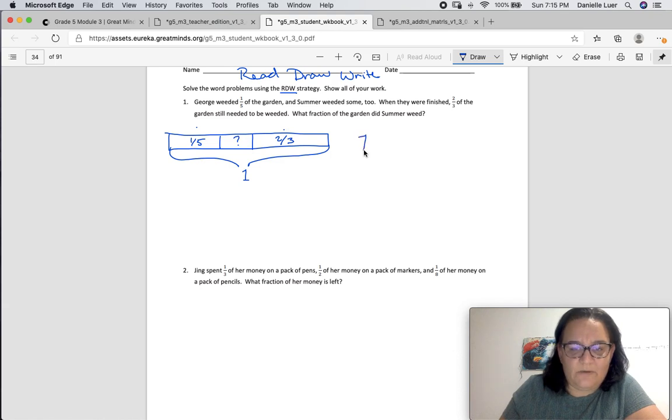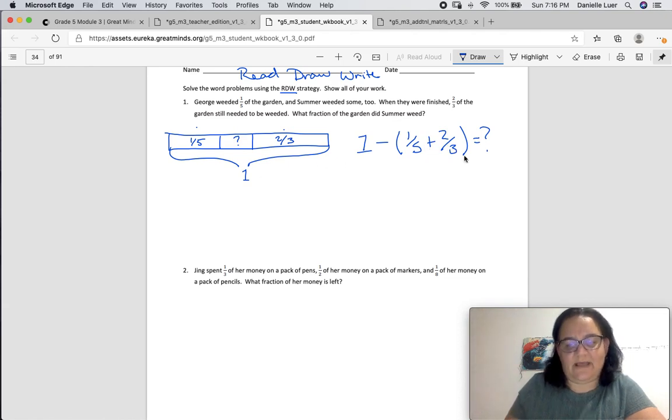So, if 1 is our whole, minus 1/5 plus 2/3. Do you see how I created that equation there? That expression? So 1/5 is what George did. 2/3 of what was left over. Okay, so we know those two numbers. And this is what Summer did. We don't know that answer. So we're going to subtract what the other answer is from 1 and see how we do that.